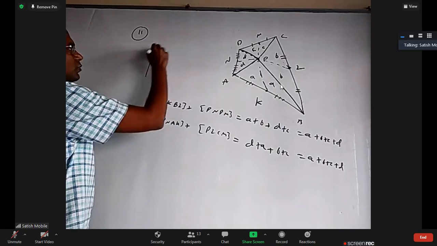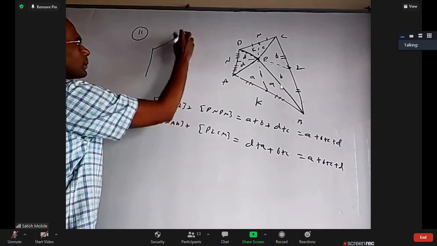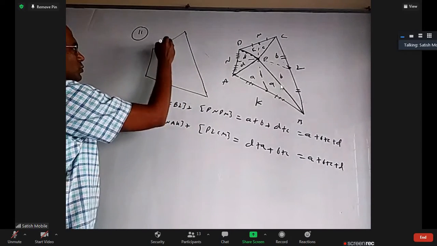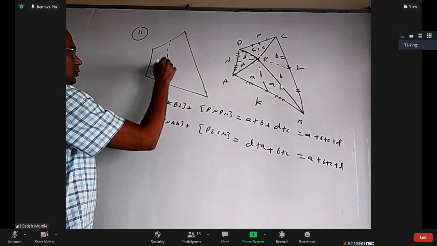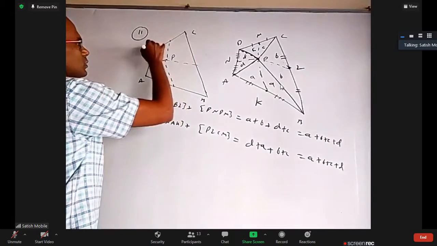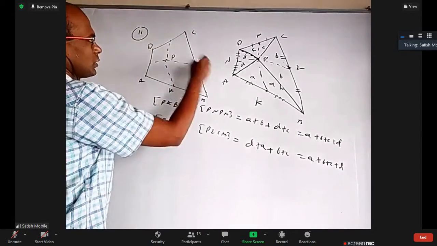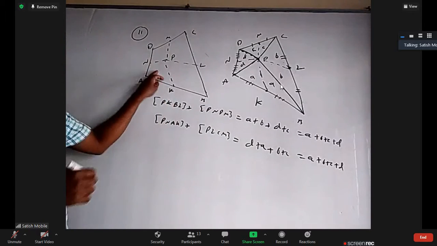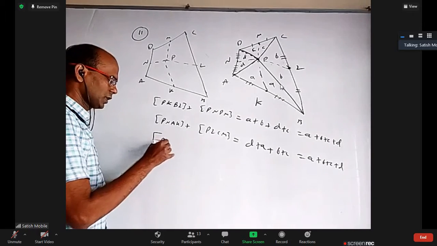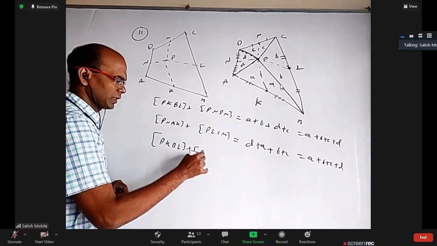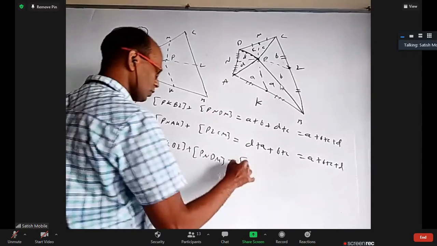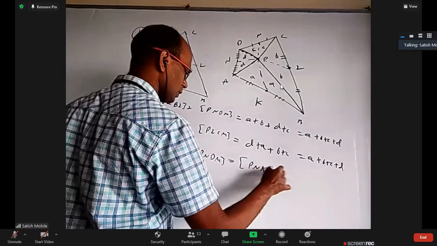Let me just draw the same figure once. Take point P, join to the midpoints. P, A, B, C, D, K, L, M, N. So these two areas' sum and these two areas' sum are equal. That's what we proved here. So PKBL plus PNDM is equal to PNAK plus PLCM.